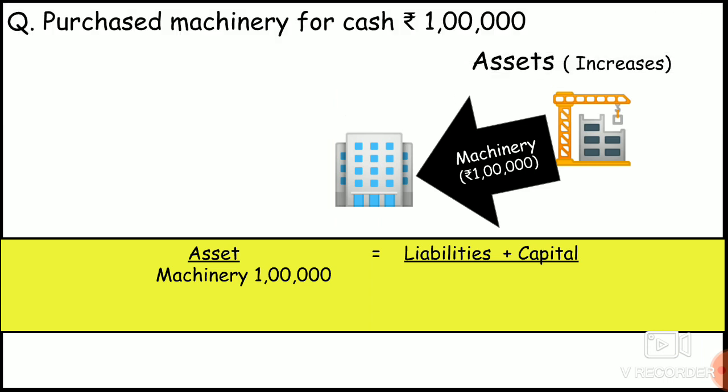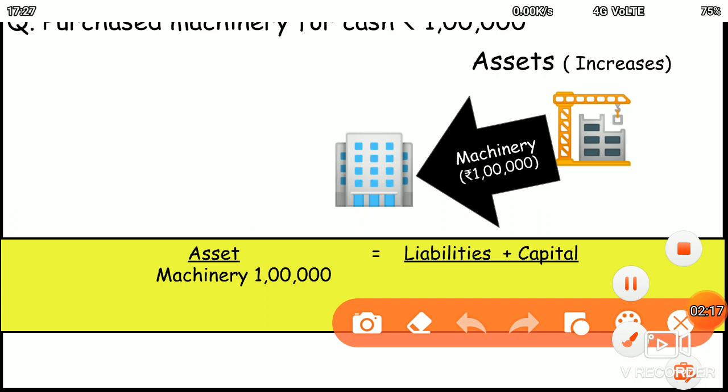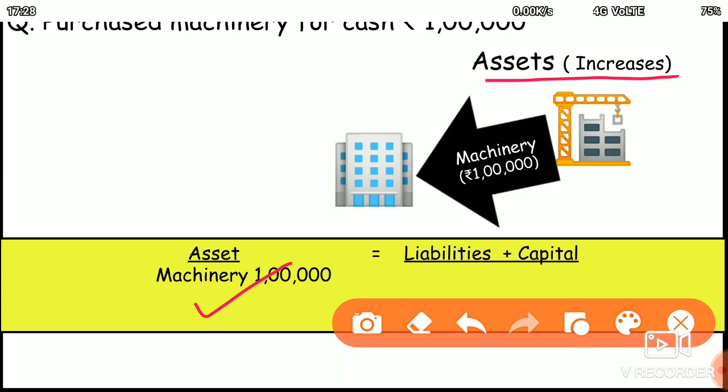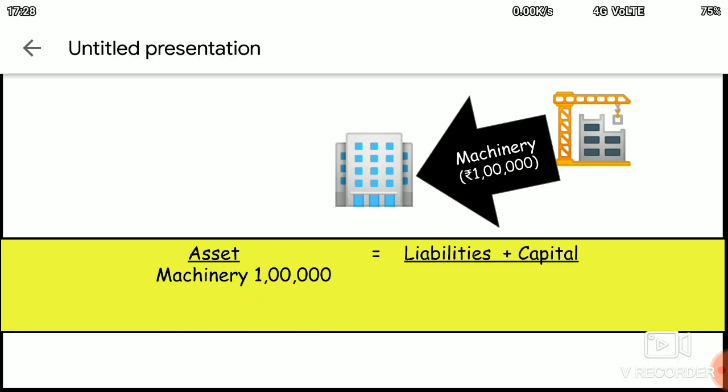If we look at this effect, we can see that since machinery was purchased, the machinery will increase in the business. It is an asset and it will increase in the business because it will come into the business. So in this case, the assets will increase by 1 lakh rupees in the form of machinery. Now let us see the effect of the other account.